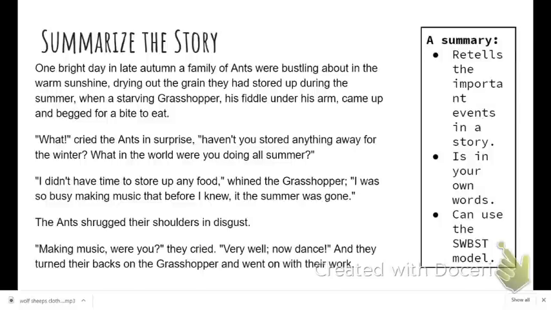Here's the first part of your exit ticket. Write it down somewhere. Summarize the story. Remember that a summary retells the important events. It's in your own words and can use the SWBST model. Somebody wants but so then model. Okay, here's the whole text of the story. You can pause the video and write your summary now.